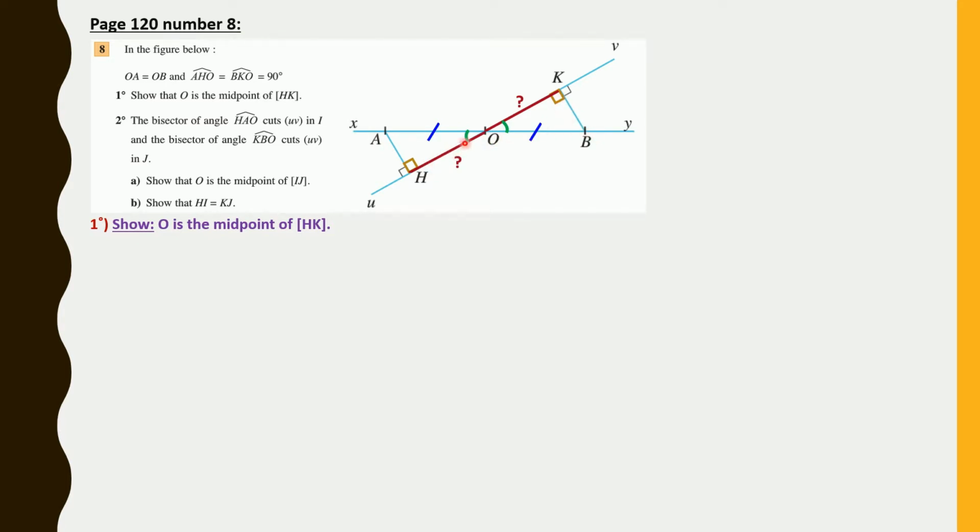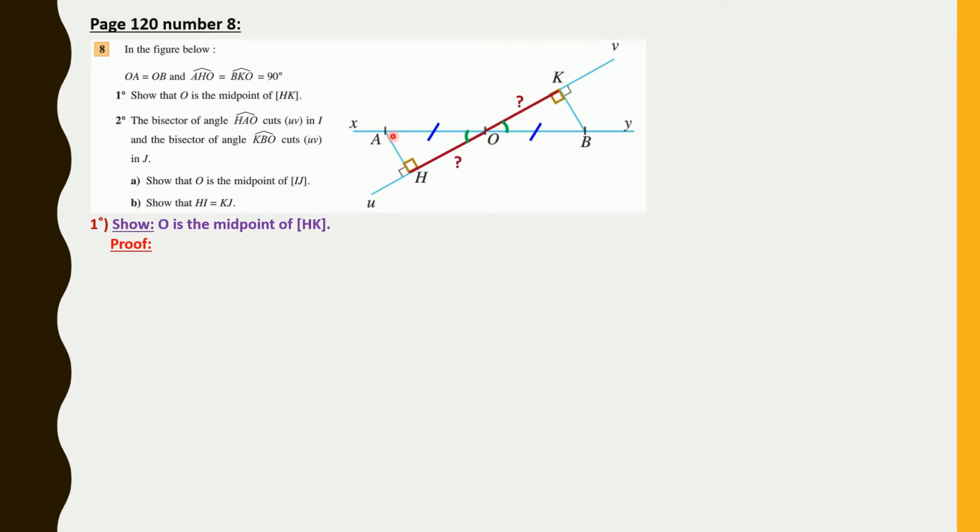Here, if you notice, in these two triangles, we have these two equal angles, and we have the second pair of equal angles. And we learned a theorem earlier that says if two angles in one triangle are equal to two angles in another triangle, then the third pair of angles are equal. So here we have angle AOH equals angle KOB, vertically opposite angles, and AHO equals OKB equals 90 degrees, given. Then we can claim that these two angles are equal. So let's write the proof first.